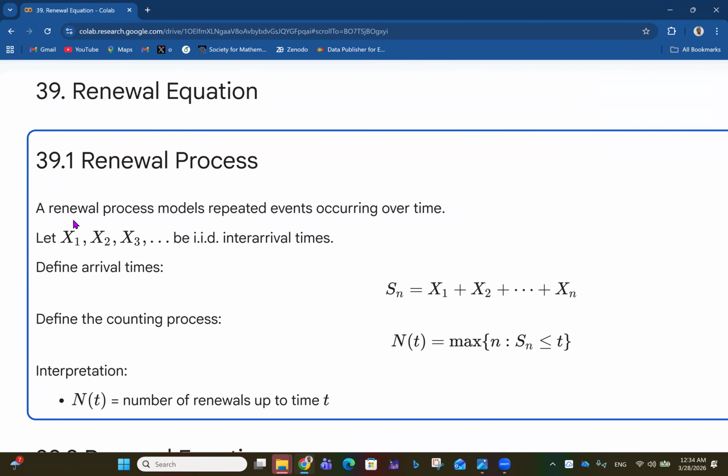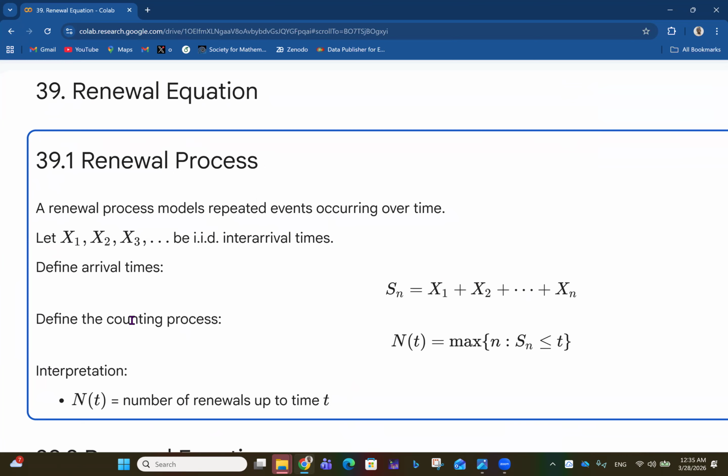We said that a renewal process models repeated events occurring over time, and let X1, X2 up to Xn be independent and identically distributed inter-arrival times. Then we define the arrival times as Sn equals X1 plus X2 plus all of that up to Xn, such that the first arrival time is X1, while the second arrival time is X1 plus X2, the third arrival time is X1 plus X2 plus X3, and so on and so forth.